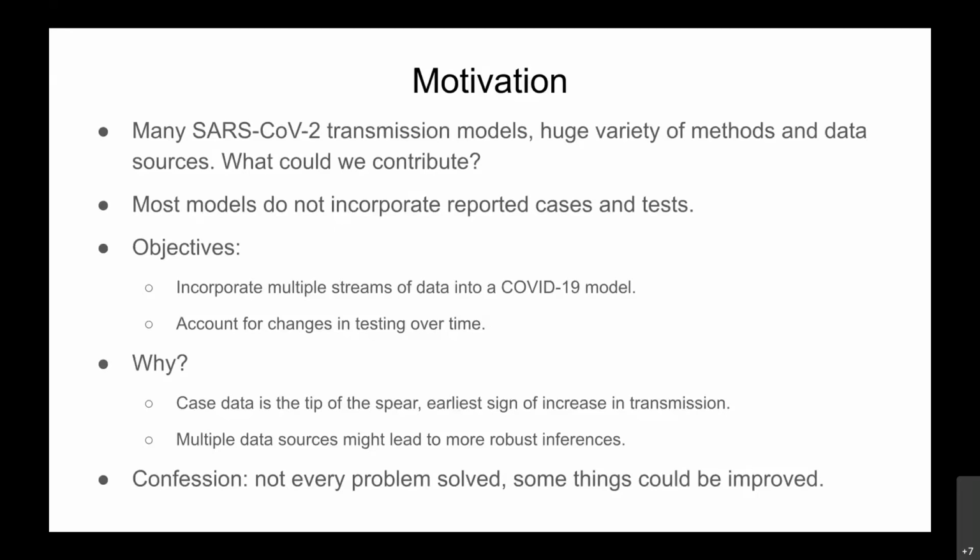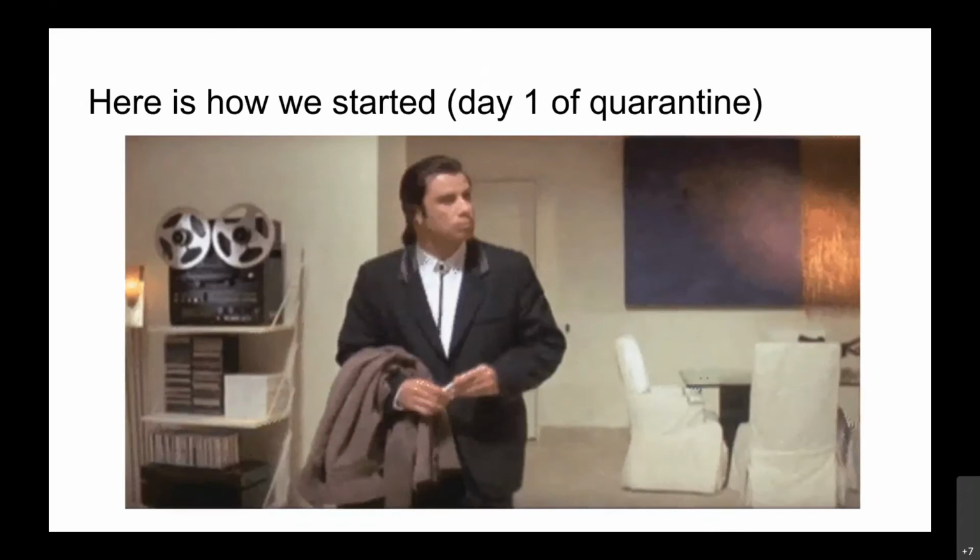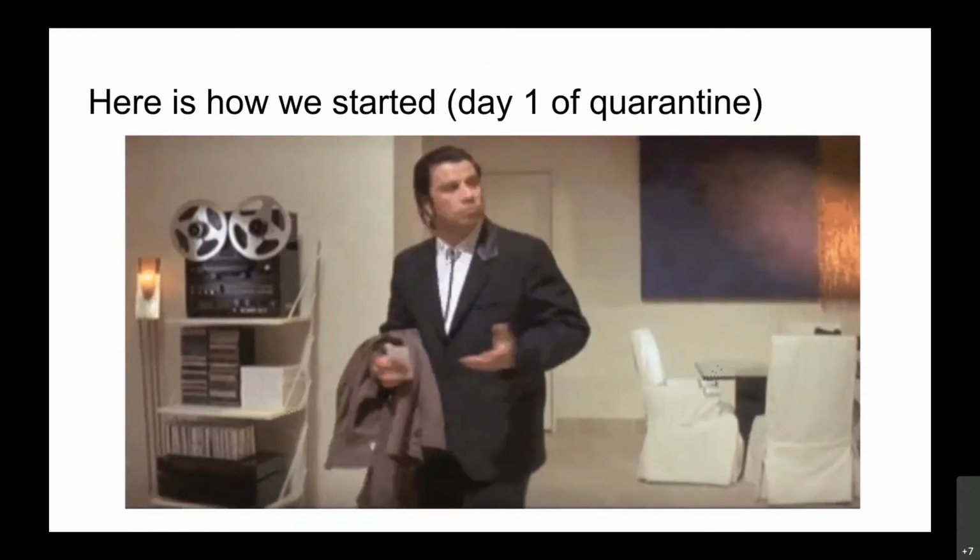But this data is also somewhat problematic in many ways. And so we felt that if we could also incorporate other data sources, we might be able to achieve more robust inferences. And so, as a confession, we're going to really focus on these two issues of data assimilation and accounting for testing in a more principled way in this talk. Obviously, not every problem is going to be solved, and some things will have obvious ways in which they could be improved.